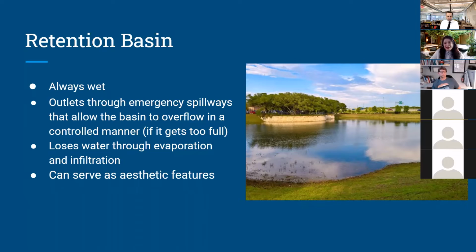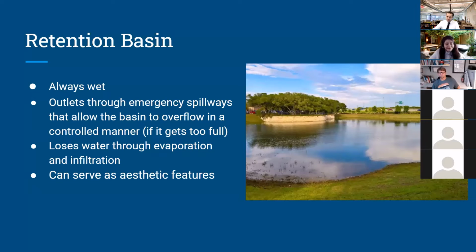This one collects the storm water, and you can usually see it as a part of a landscape. It looks beautiful. The water is there, and if it rains too much and the water is going to overflow for some reason, it has emergency spillways that allow that overflow to go into the city stormwater system. It loses water through evaporation and also infiltration into the earth towards the water table, and this becomes a really slow process, right?